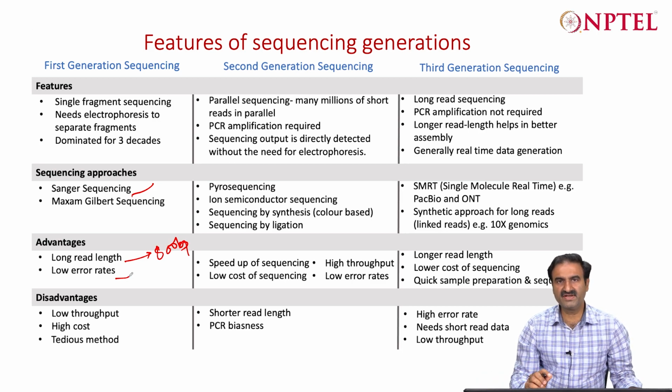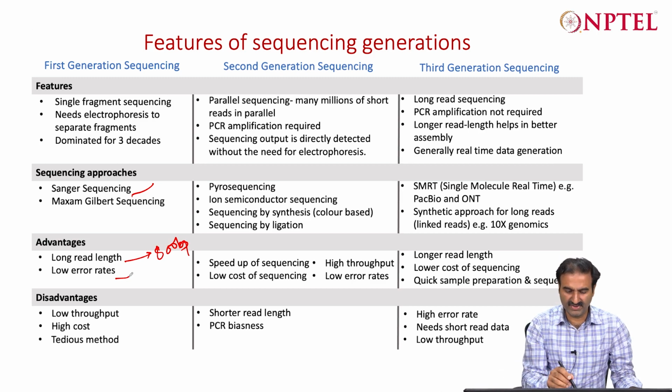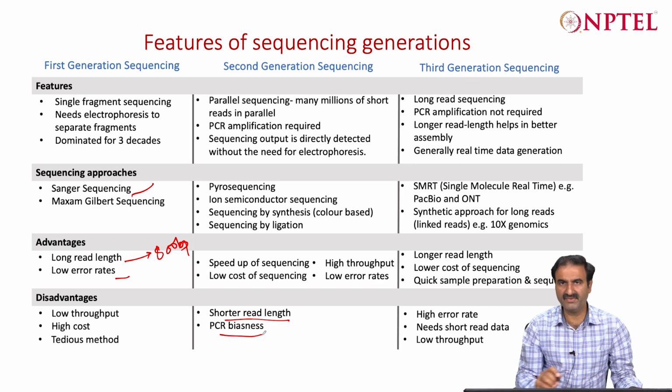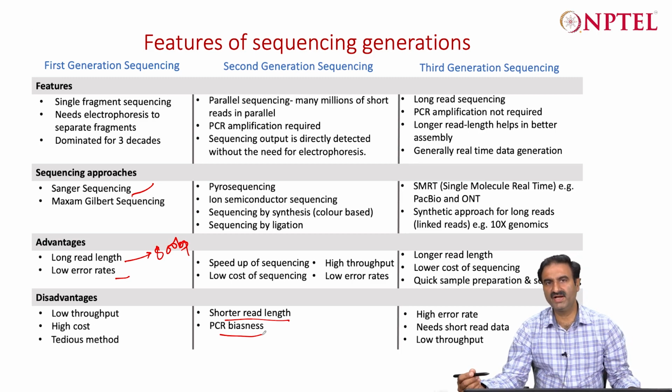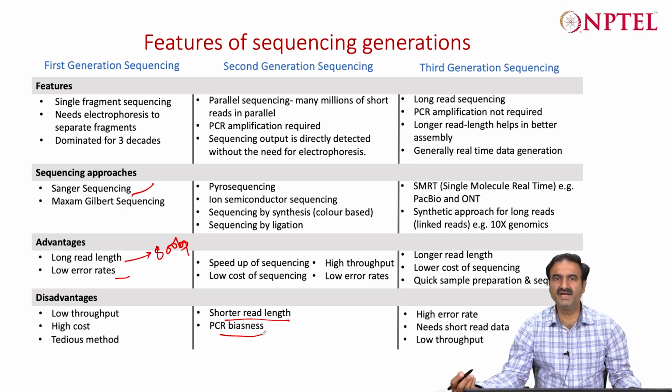The second generation sequencing technologies are massively parallel. Here we do not go for a single fragment but for several millions of fragments together. Their disadvantage is that they produce shorter reads and sometimes PCR bias, but the speed is very high and it is very high throughput. This is the method that has been commonly used for most of the sequencing and metagenomic projects so far.